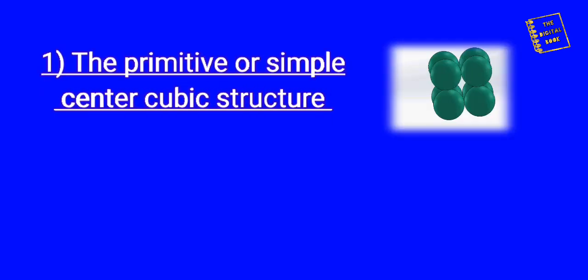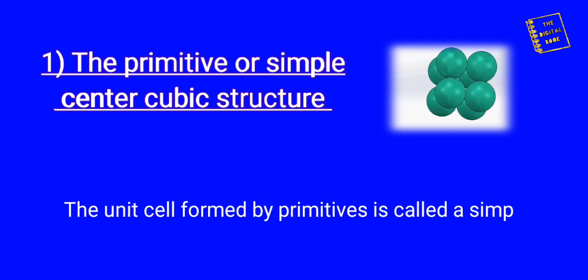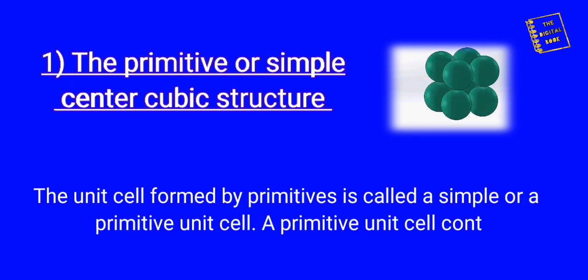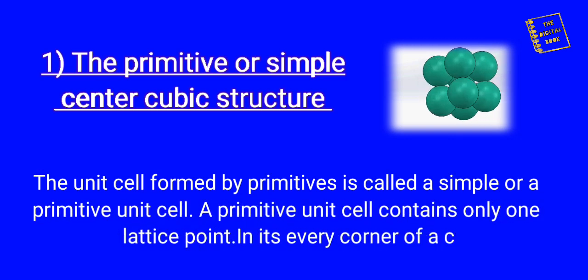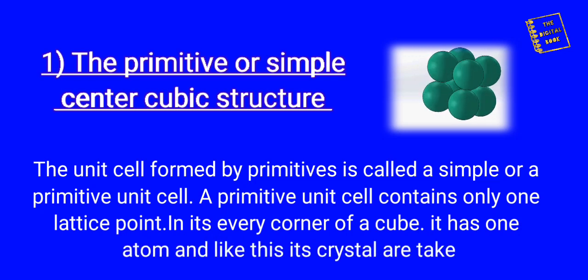First, if we are talking about the simple cubic structure, the unit cell formed by primitives is called a simple, or a primitive unit cell. A primitive unit cell contains only one lattice point. At every corner of a cube, it has one atom, and like this its crystal takes the shape of a cube.